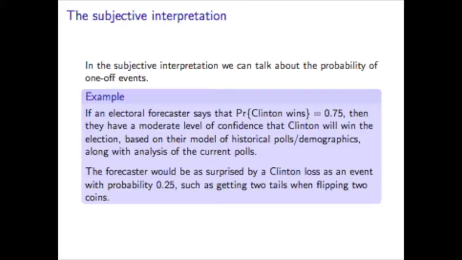So suppose that this forecaster had developed a probability of 0.75 of Hillary Clinton winning the US presidential election. How surprised would they have been by the fact that she lost? Well, the answer is not actually very surprised. A probability of 0.75 doesn't express very much confidence. It expresses a confidence that she's a favourite, but not that she's an overwhelming favourite. That forecaster would have been about as surprised by Clinton's loss as they would have been by seeing 2 tails come up if they flipped 2 coins. In other words, not very surprised at all.